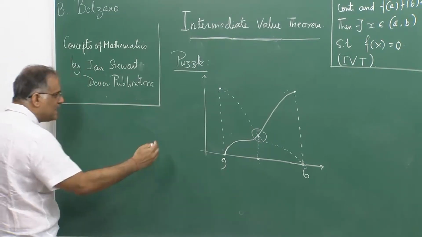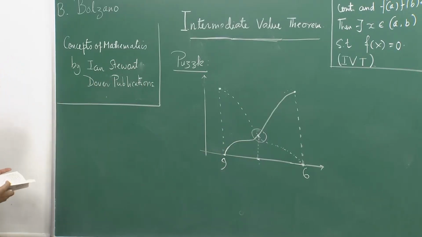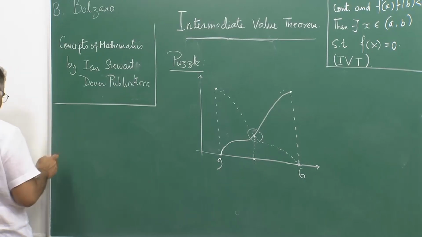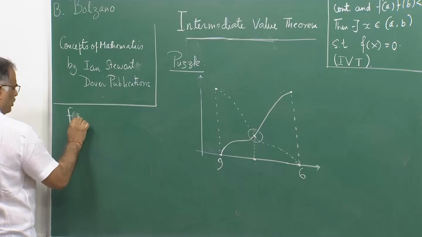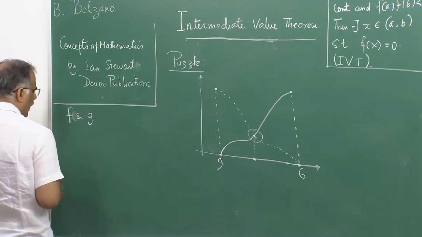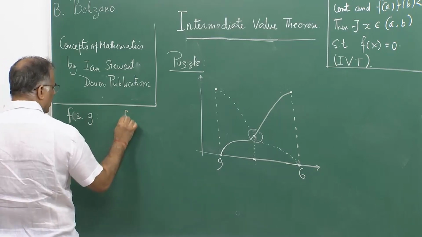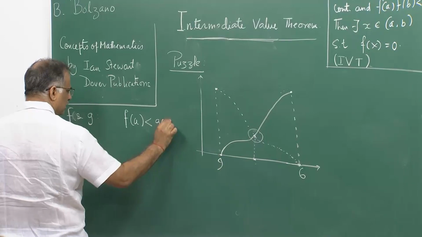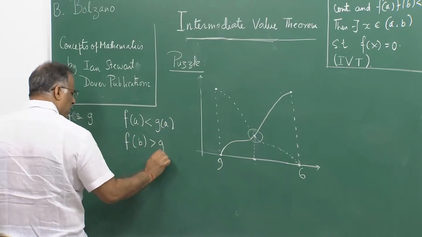This idea is the trick behind proving the intermediate value theorem, because I can write the intermediate value theorem as the following. So, I will have two functions f and g, and they have very opposite behaviors. The behavior is this: f of a is strictly less than g of a, but f of b is strictly bigger than g of b.